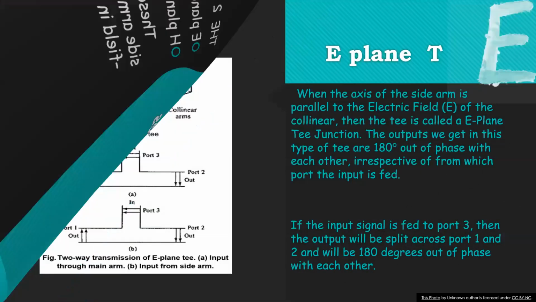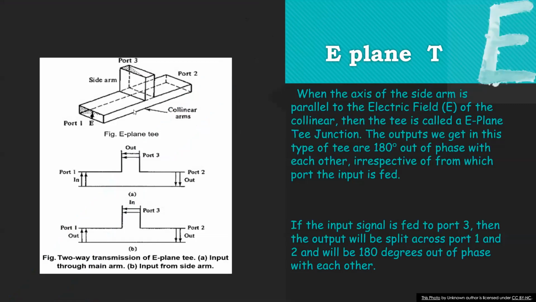The first one is the E-plane T. As you can see here in the diagram, the rectangular waveguide, which is long, is called the collinear arm, and the shorter one is called the side arm. The side arm is cut along the breadth and placed on the collinear arm. This is port 1, port 2, and port 3. Port 1 and port 2 are symmetric to each other, in the sense they are of the same length. So when the side arm is cut and placed along its breadth, it's called the E-plane T.